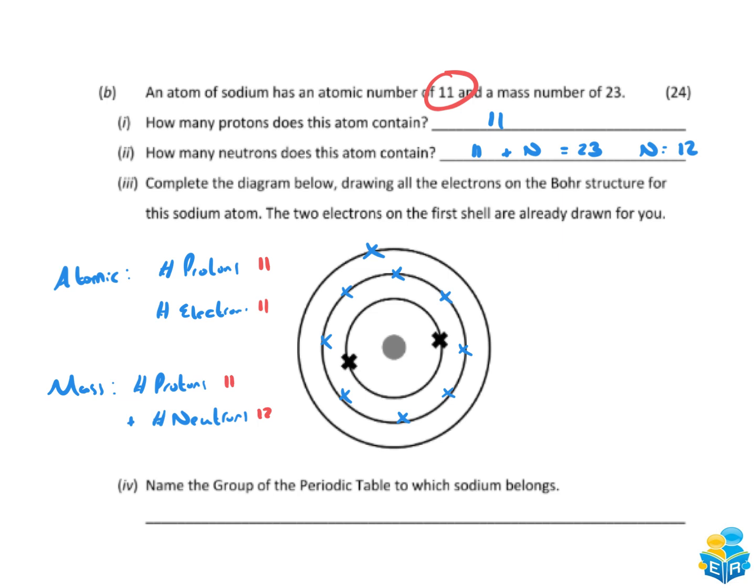Name the group of the periodic table to which sodium belongs. Now remember, this has 1 electron on its outer shell, so that means it's in group 1. If it had 2 electrons on its outer shell, it would be in group 2. If it had 3 electrons on its outer shell, it would be in group 3. But it only has 1, so it's in group 1. And the name of group 1 is the alkali metals.